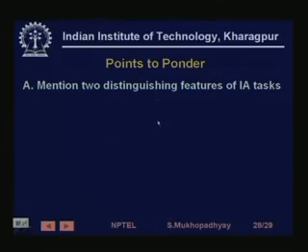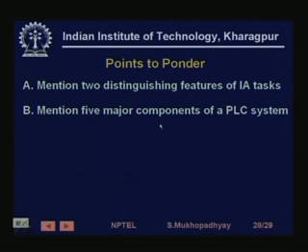So we have come to the end of the lecture, and I hope you have got a fair idea about what makes a PLC system, and as is customary, again you have some points to ponder. So think whether you can mention 2 distinguishing features of industrial automation tasks compared to, let us say, a task in a bank, which are also computational tasks which also communicate.